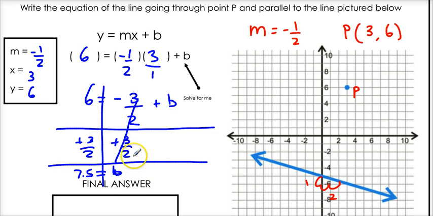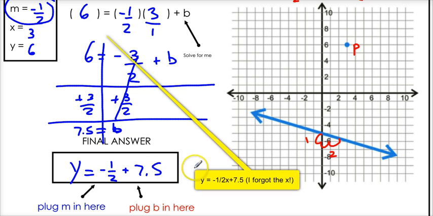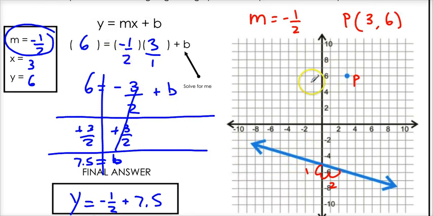All right, so now we just put our final answer in. Y is equal to, we got our slope is negative 1/2 x, plus our b, which is 7.5. All right, try graphing that and see if it works. I have a feeling that it does.